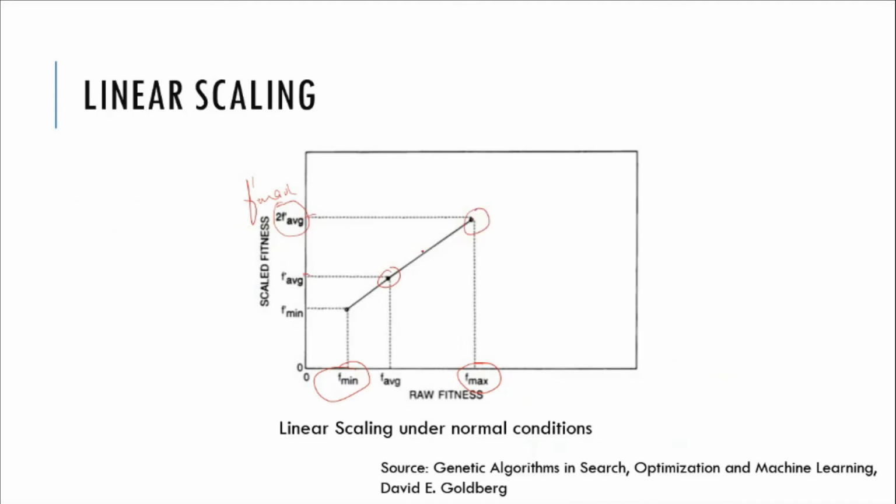Then we join these two using a straight line. From F min we draw a line upward, so this point can also be fixed. This is the way linear scaling under the normal conditions is done. If F max is somewhere here, a very large raw fitness value, in that case also it can be like this, no problem. So that is the case of linear scaling under the normal conditions.